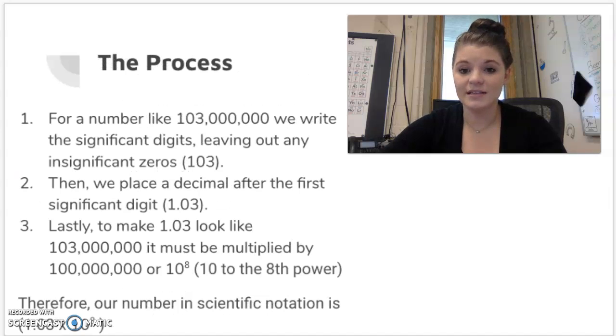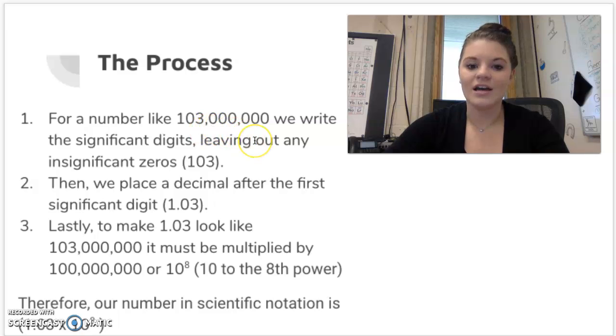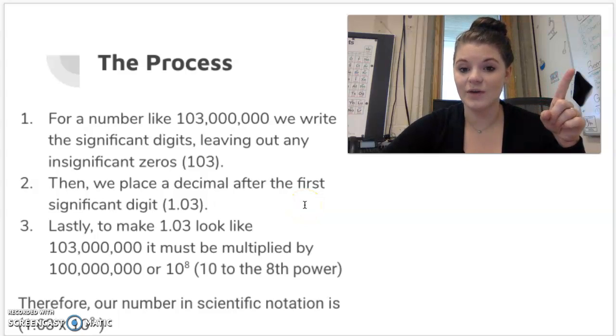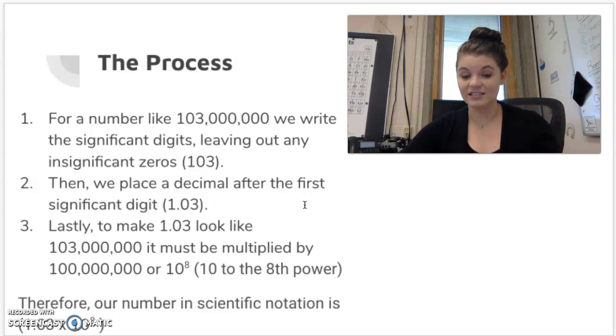So here's the process of putting a large number into scientific notation without using your calculator, okay? So for a number like 103 million, we write the significant digits. So that is the first step, okay? So 103 is what we write. Then, number 2, we place a decimal after the first significant digit. So after the 1 in the 103, or whatever the first significant digit is, okay, you put a decimal point.